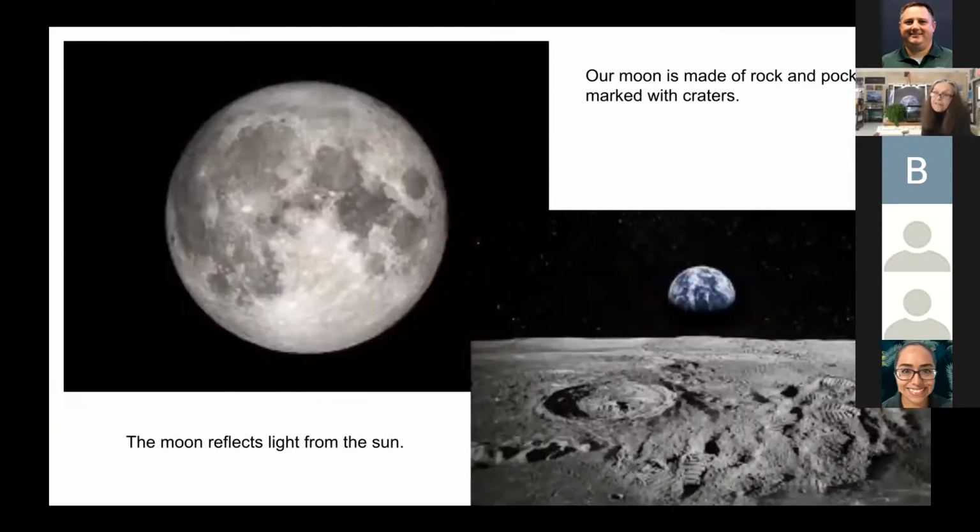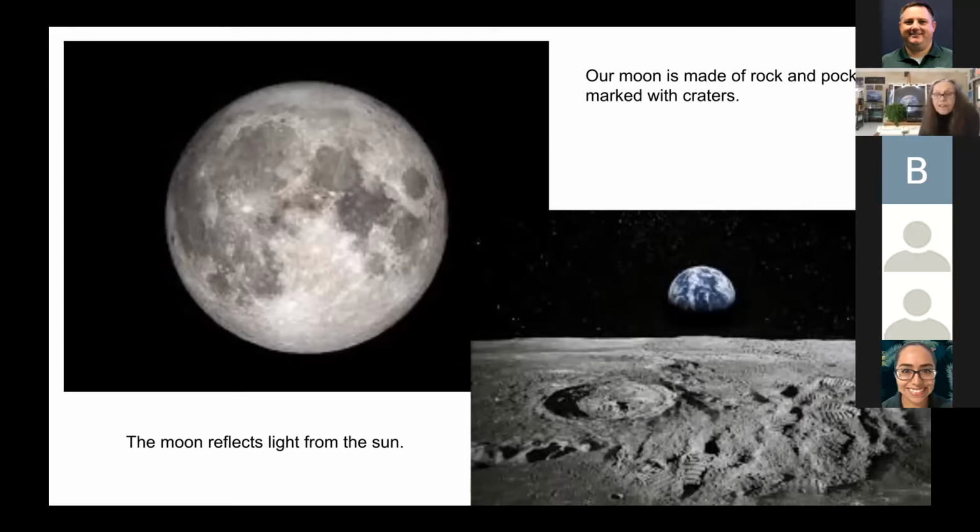So the moon is made of rock marked by craters. It reflects light. It doesn't have its own light. The thing I like about this picture down here is you can see that we on planet Earth are also reflecting light. So from the moon, we see the Earth reflecting light. Other planets do the same thing. That's why we see Venus and we call her the morning star. Venus is not a star, it's just reflecting light from the sun.